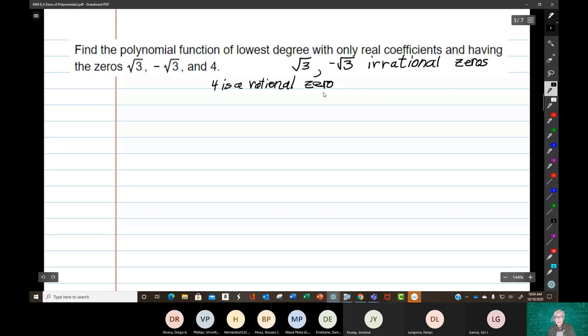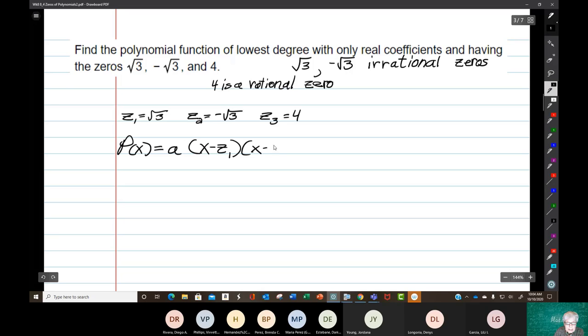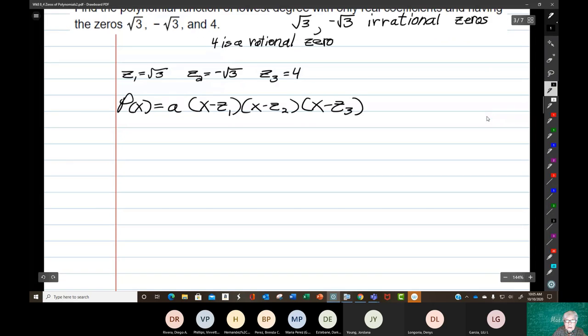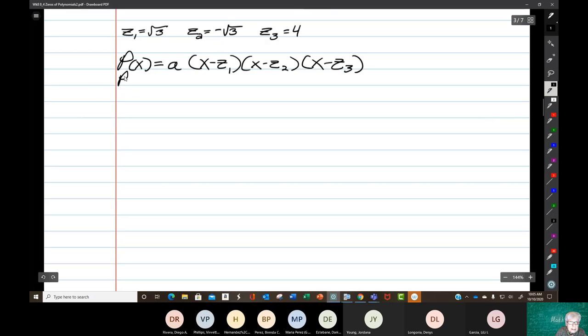And together, they are going to build a polynomial. So if we let Z1 equal the square root of 3 and Z2 equal negative the square root of 3 and Z3 equal 4, then our P of x, which equals a times x minus Z1 times x minus Z2 times x minus Z3, is going to be P of x. We're letting a equal 1 right now. It won't always.